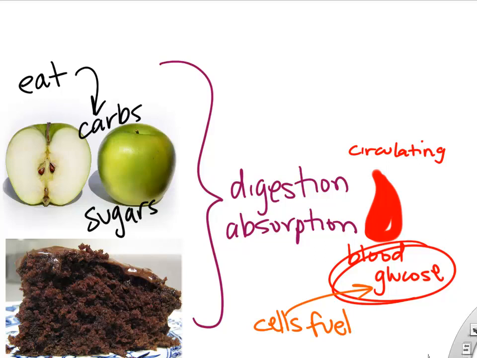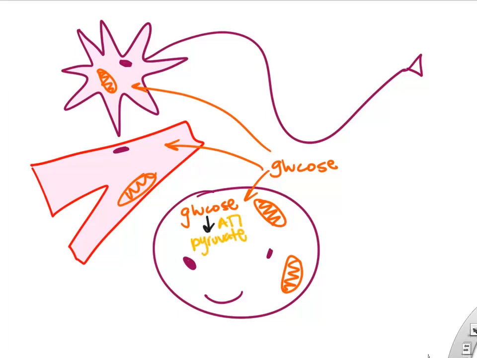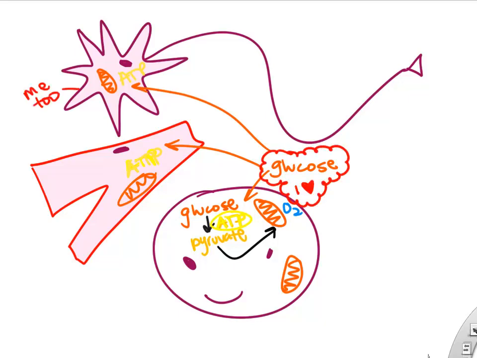So why do we need glucose? Well, remember, our little cells like to use glucose in order to produce ATP. Glucose can be converted to pyruvate through glycolysis and make a tiny bit of ATP. Most of the time that pyruvate then will continue into the mitochondria to make even more ATP. So our little cells like glucose as a source to produce ATP.